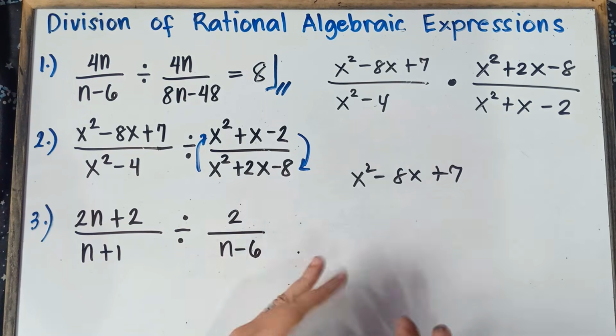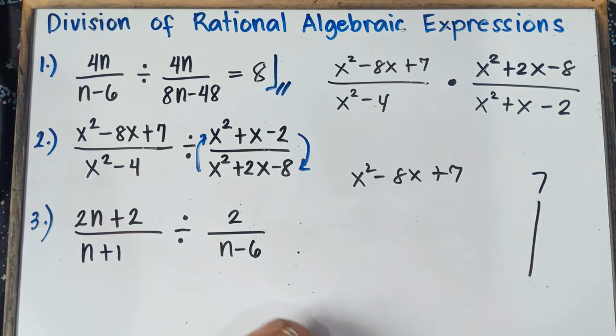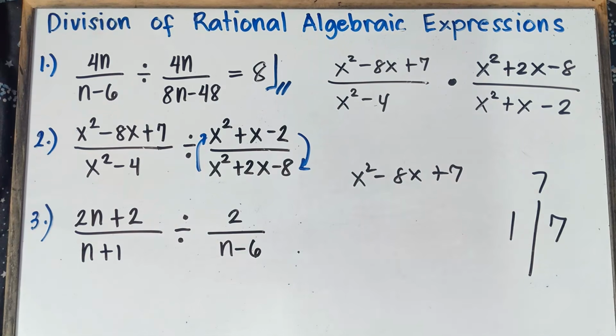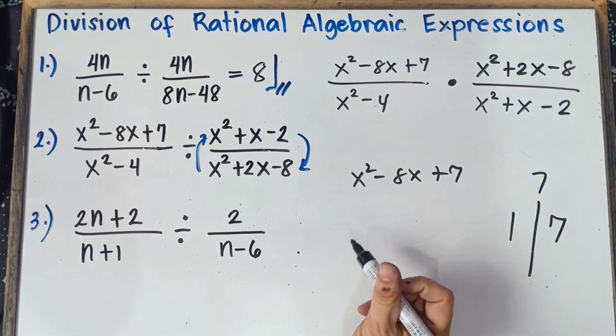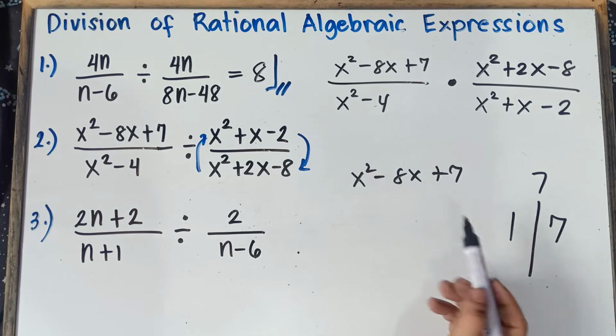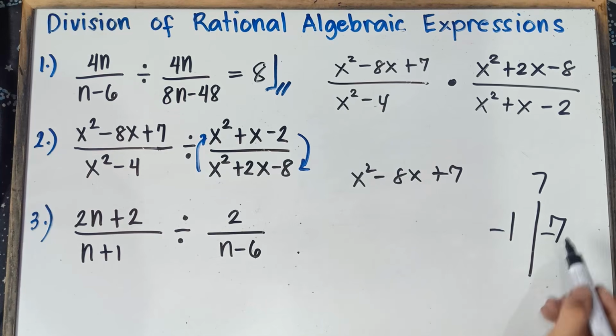What are the factors of 7? That's correct. The factors of 7, that would be 1 and 7. There's no other number, class, that when you multiply the two numbers, you will get 7. That's only 1 and 7. Now, since this is negative 8, the numbers, class, it should be negative 1 and then negative 7.